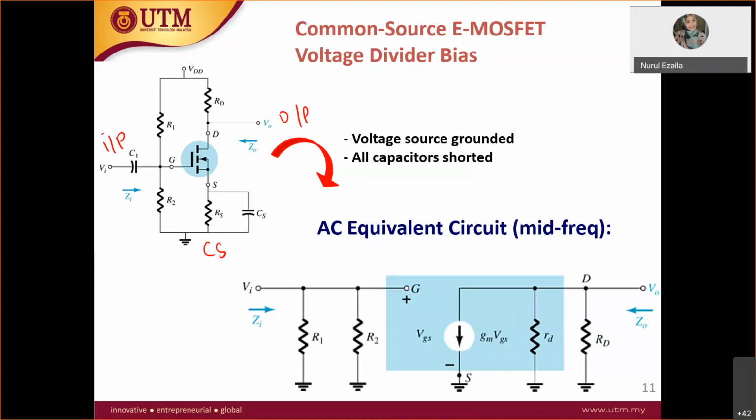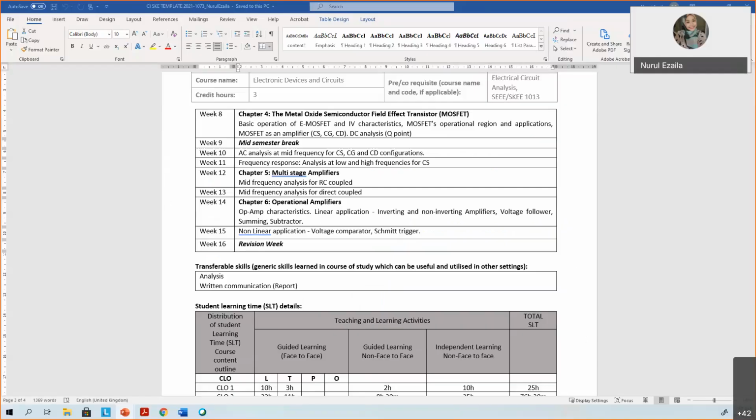Okay, still remember how to draw the AC equivalent circuit. So first thing is voltage sources are grounded. Okay, so this voltage is grounded, and also all capacitors are shorted. So this will be shorted and this one will be shorted. So what happened to the RS? Short circuit. Yes, it will be short circuit. Okay, like that. All right, so let's do it on the next slide, step by step.